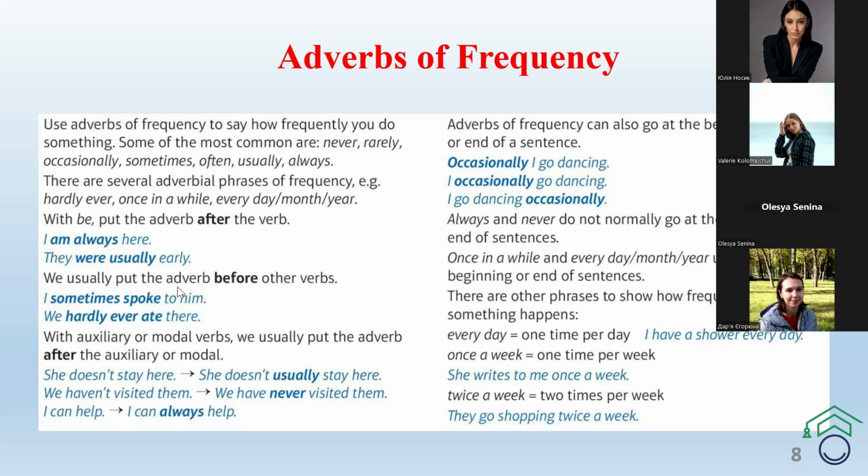We usually put the adverb before other verbs. I sometimes spoke to him. The verb is spoke, and we put the adverb of frequency before the verb. We hardly ever ate there. The verb is ate, and we put hardly ever before this verb. So again, we put adverbs of frequency after the verb to be, but before all the other verbs.